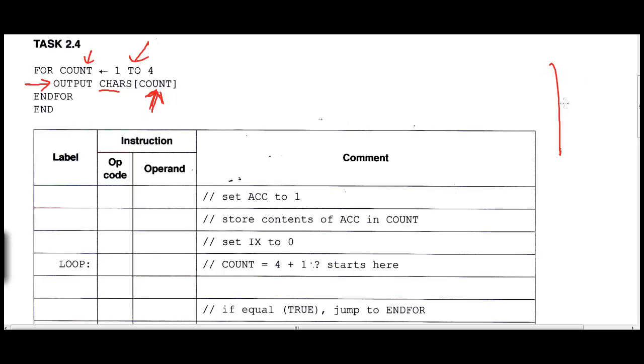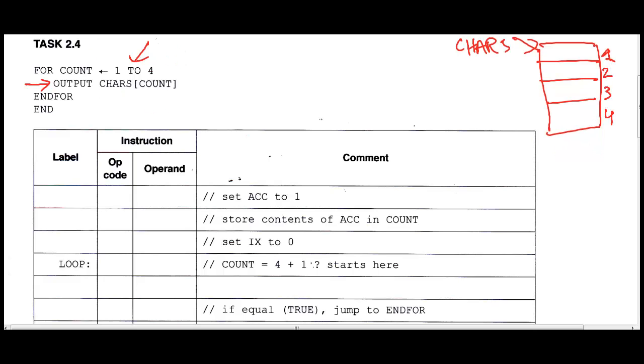We have an array called chars, and it has 4 boxes. I am assuming it has 4 boxes because this loop is going to run 4 times. So the first time the loop runs, the value of count is 1.